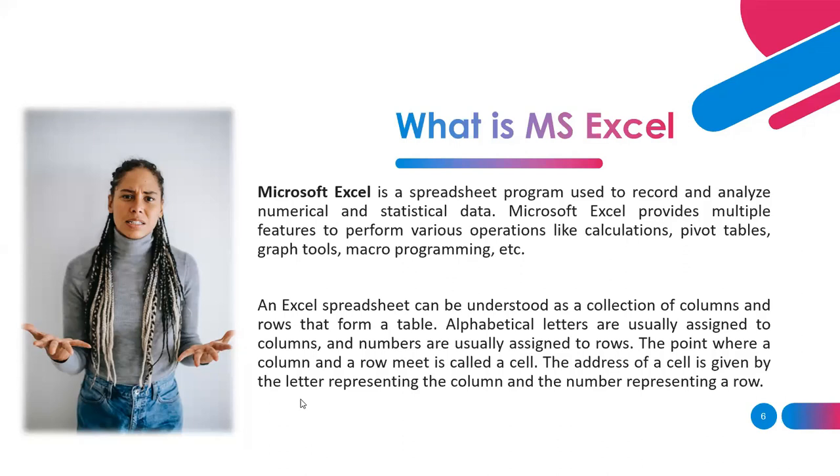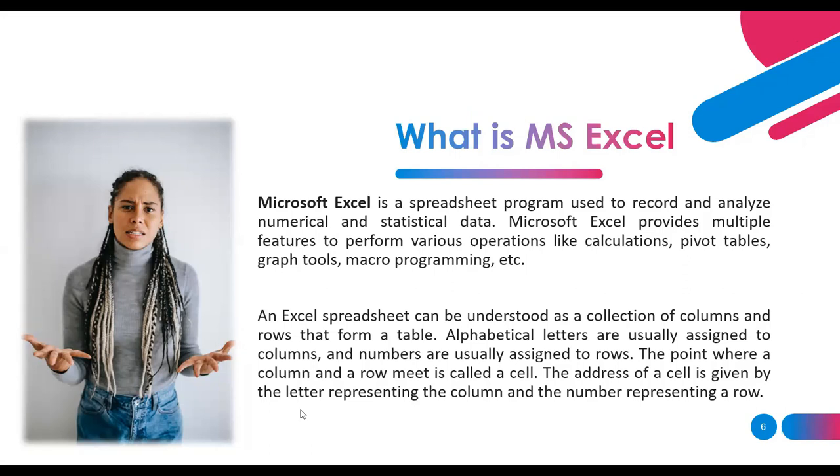Alphabetical letters are usually assigned to the columns and numbers are usually assigned to the rows. The point where columns and rows meet is called a cell. The address of a cell is given by the letter representing the column and the number representing the row. So now let's go to Microsoft Excel. Let me break it down for you.